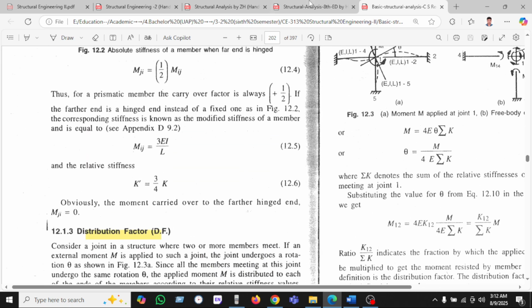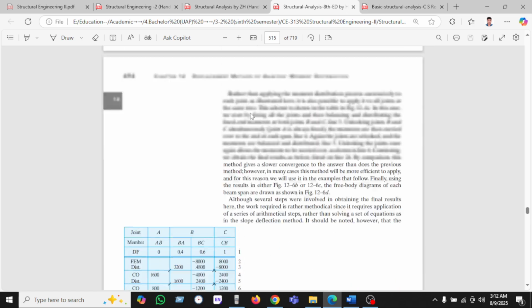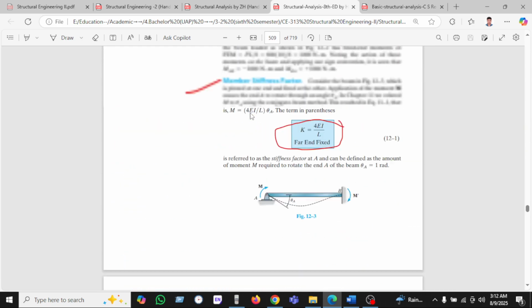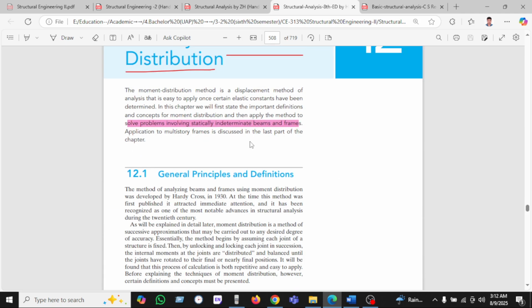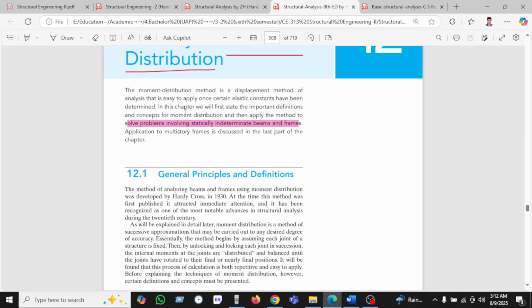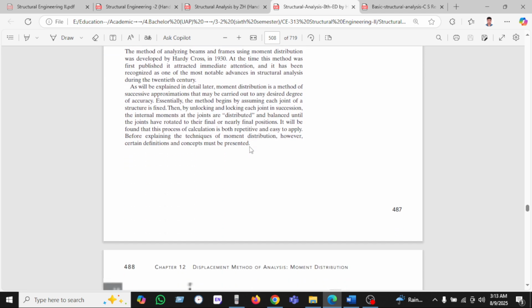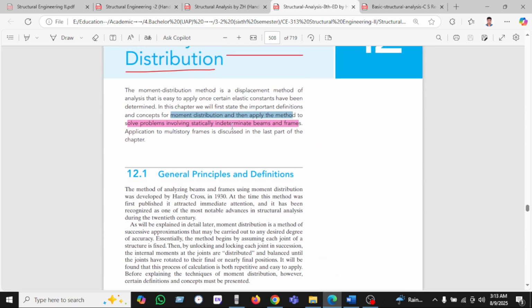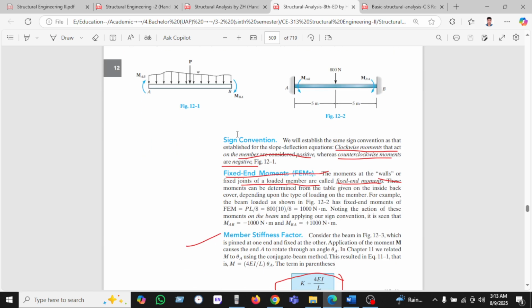Okay, so let's see Hibbeler's book and what his definition is. It is taken from Structural Analysis, 4th edition, by Hibbeler. We can see here the concept of moment distribution: the method applies to problems involving statically indeterminate beams or frames. So when the member is indeterminate, we have to solve it this way.